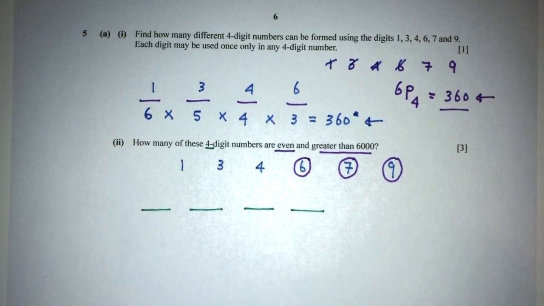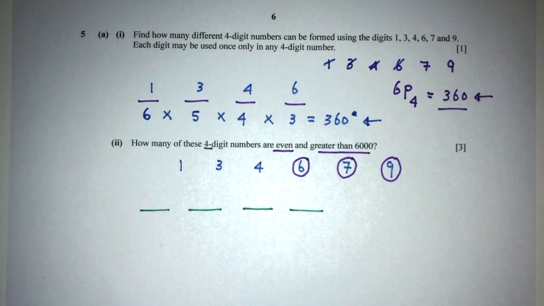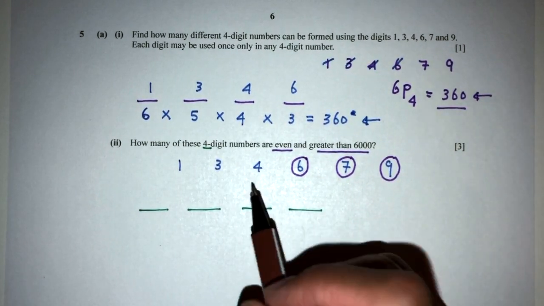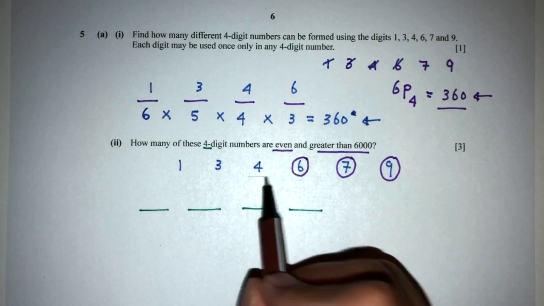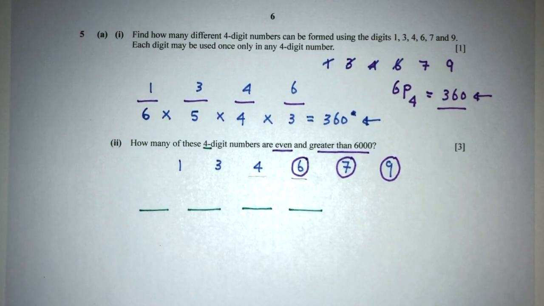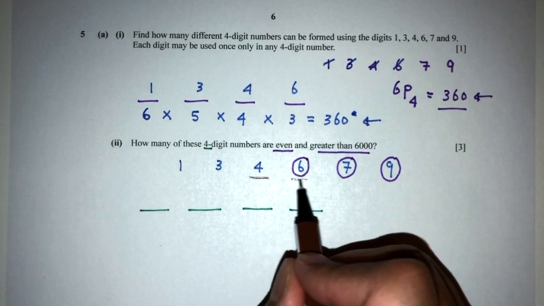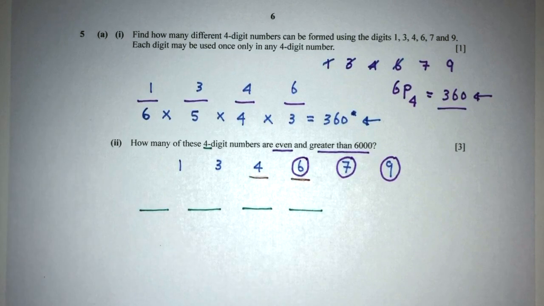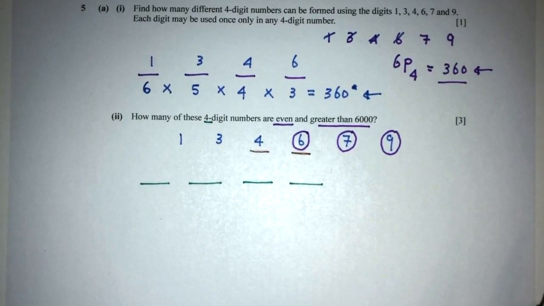Now, for a number to be even, we have to end with an even number. So the last number has to be even. As you can see, this is even and this is even. So these two are even. Now we have to look at case by case because we want to see how exactly we can combine those two in one solution.